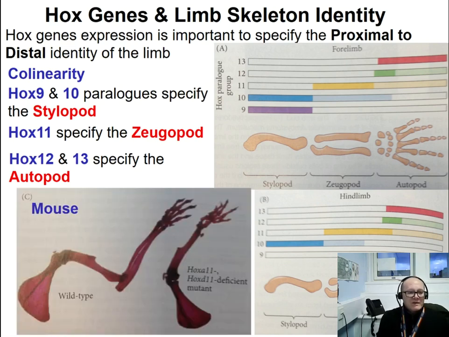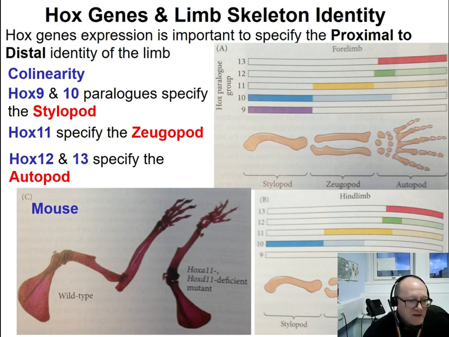And then in this picture, you can see a nice experiment that demonstrates how the HOX genes are important for the morphogenesis of the bones of the stylopod, zygopod, and autopod. On the left, you have a normal-looking bone structure of a mouse forelimb. You have the scapula here. Then we have a normal-looking stylopod, normal-looking zygopod, and normal-looking autopod.